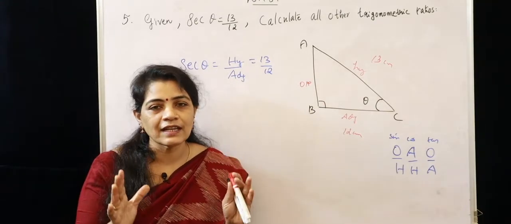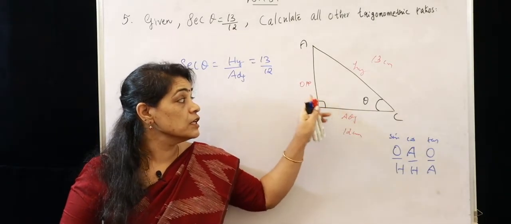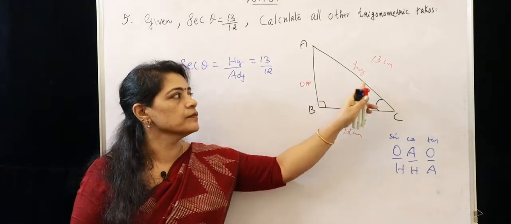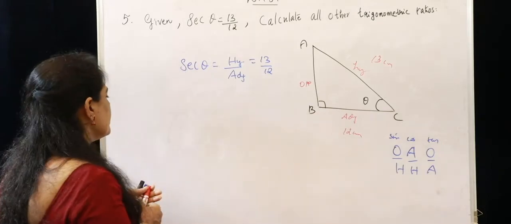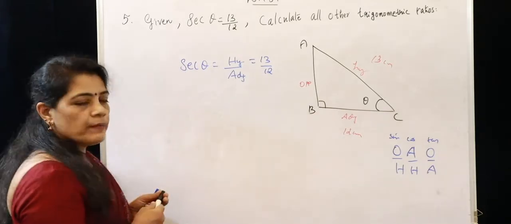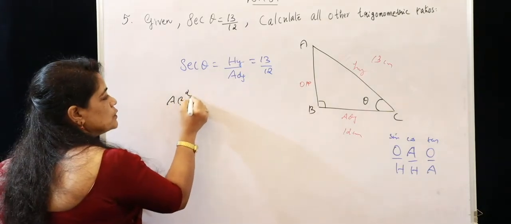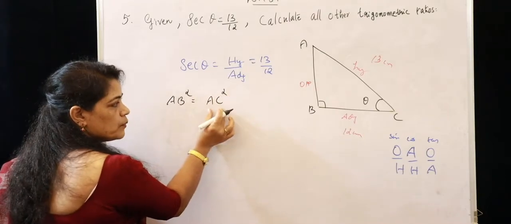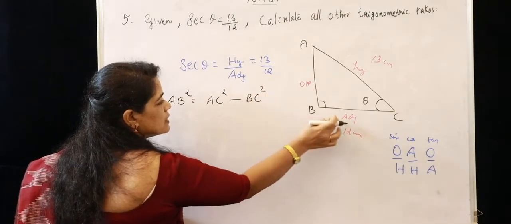Okay, so in order to get the square of the hypotenuse, you have to add the squares of these two sides. If you need a side, you have to subtract the square of the other side from the square of the hypotenuse. So by applying the Pythagoras theorem, AB square is equal to AC square, the square of the hypotenuse, minus the square of this side.